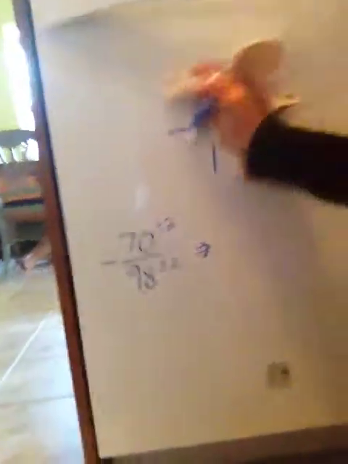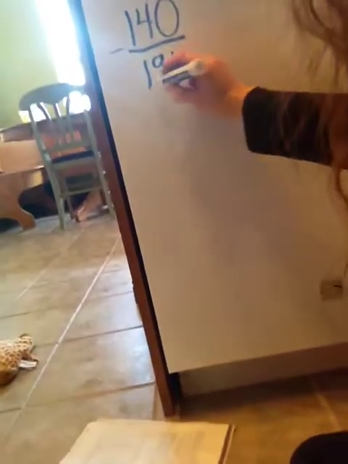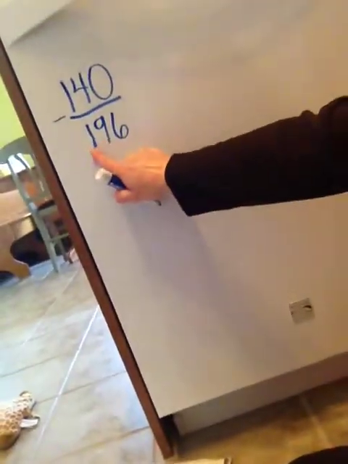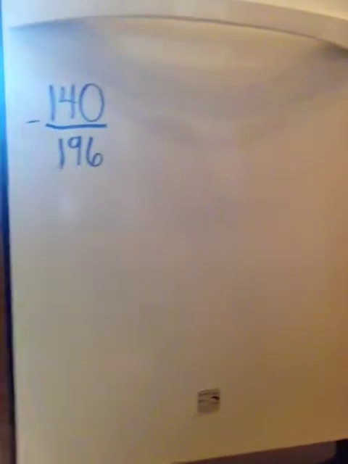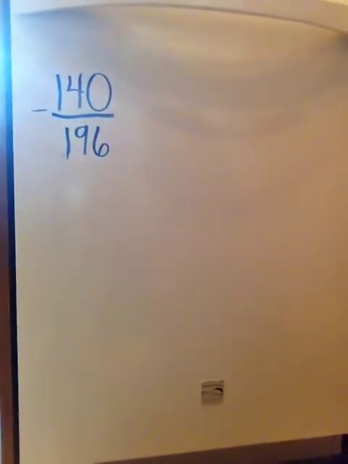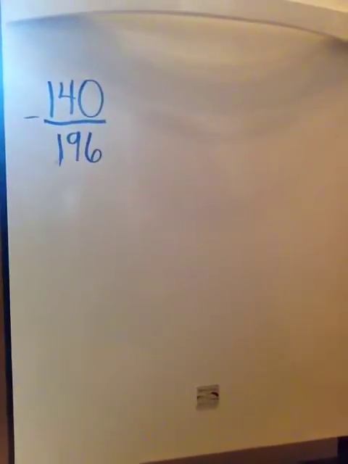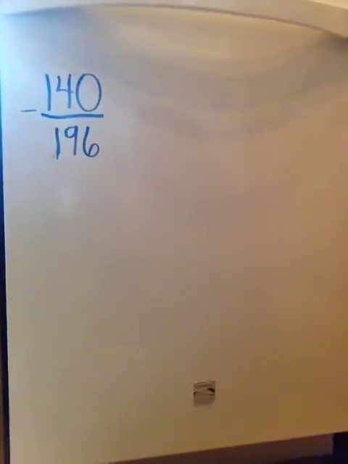I'm going to show you this time a different way to approach it. I'm going to use the same fraction. So I'm going to do my negative 140 over 196. Okay, so this is the other way of doing it, the more structured way. It's using our prime factorization trees. You're just going to take the numerator and break it down, make a prime factorization out of it, and then you'll take the denominator and do the same.